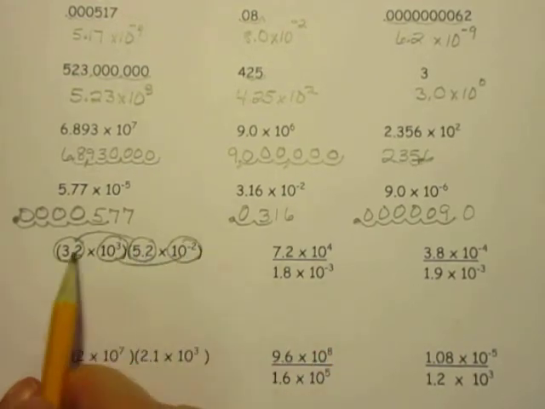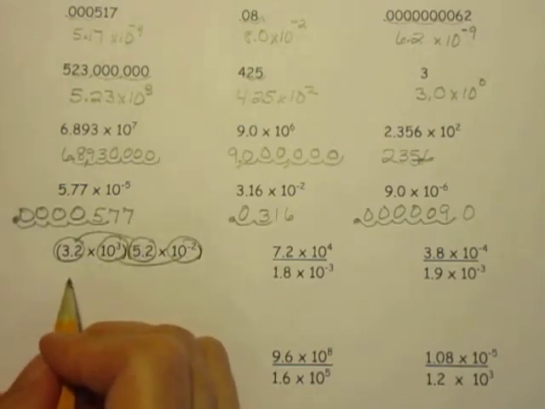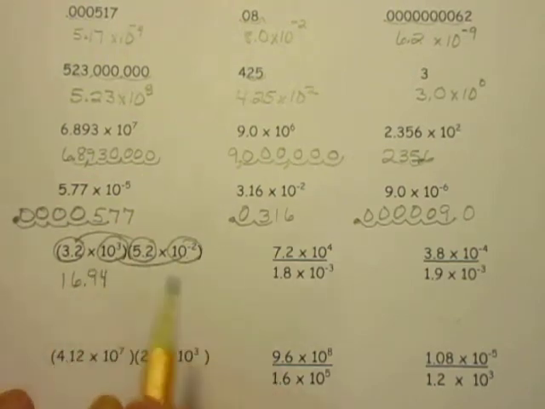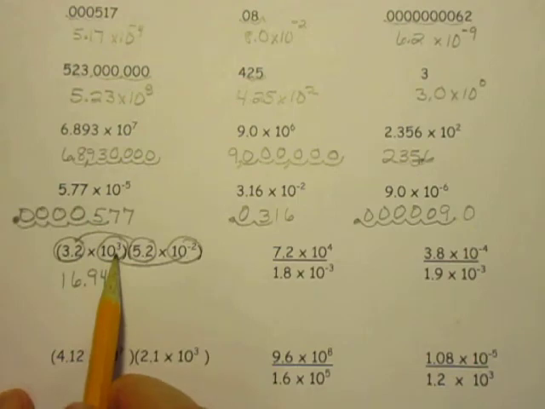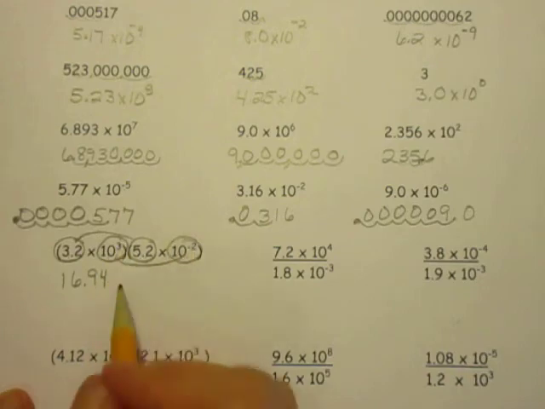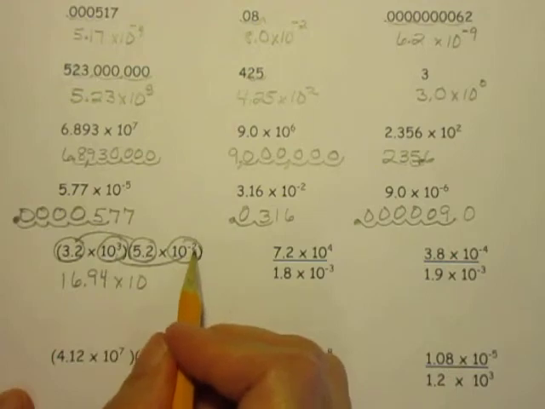Okay, using my regular multiplication, I'd probably go to the calculator and plug in 3.2 times 5.2, and I would come up with, I believe, 16.94. Then using my skills that we practiced in the previous video, where you are multiplying like bases, you collect the exponents. That would be base 10, and I'm collecting my exponents 3 and a -2.